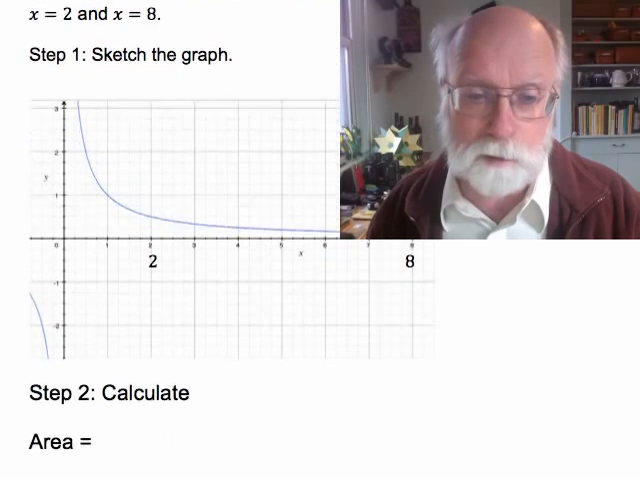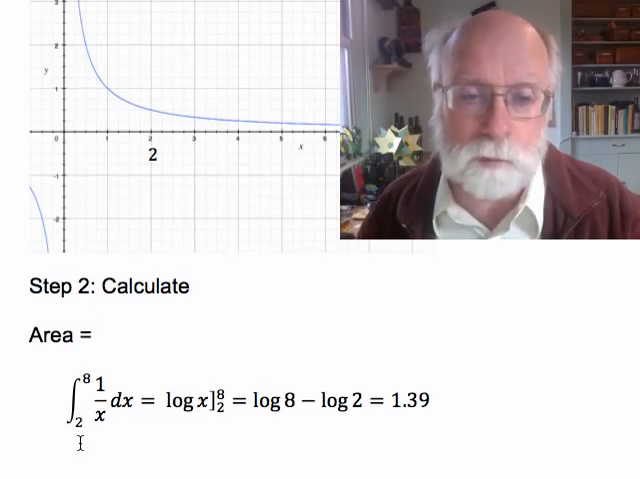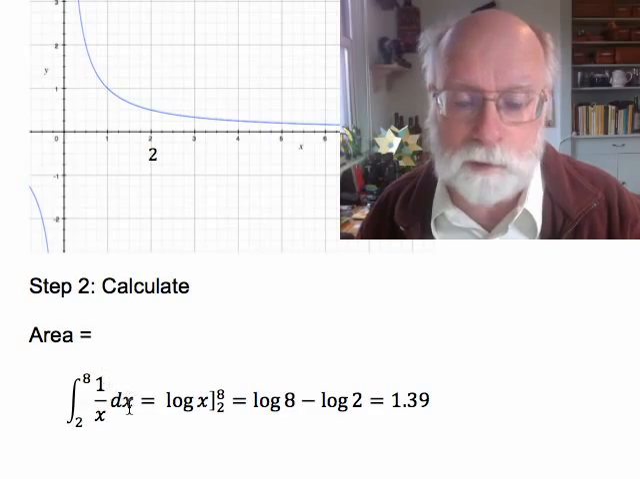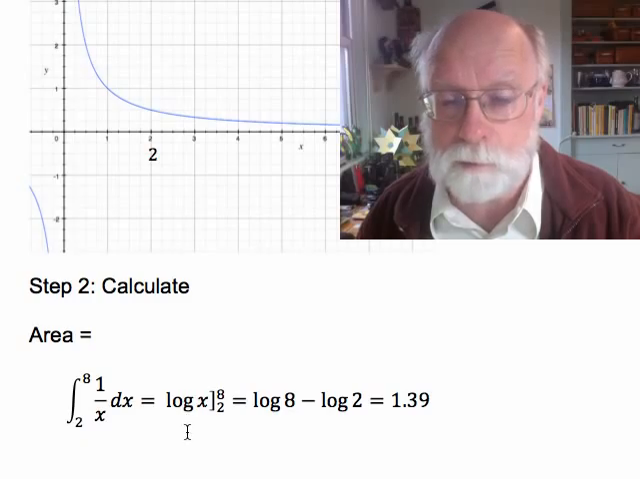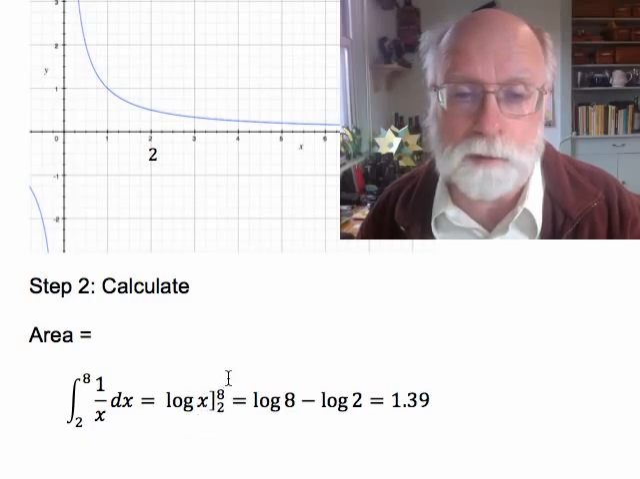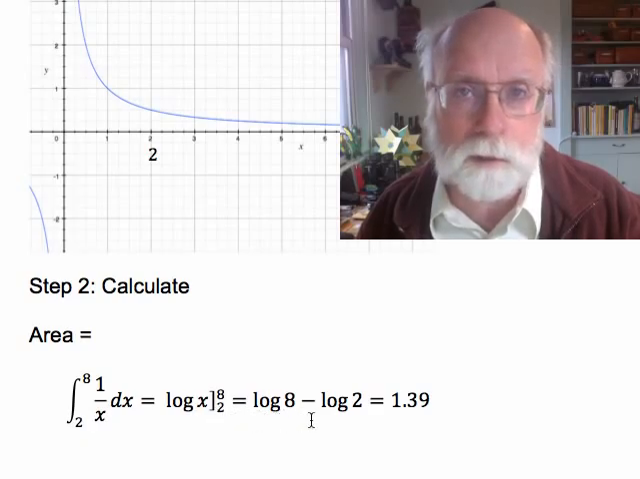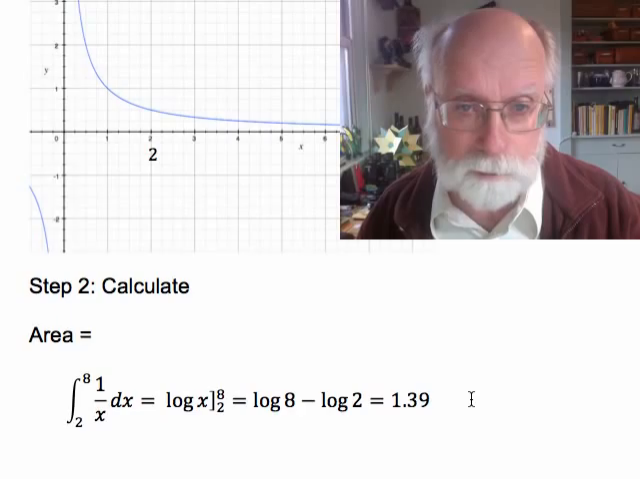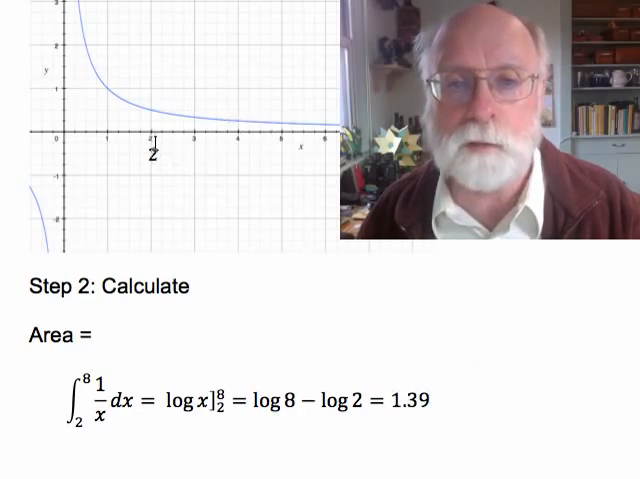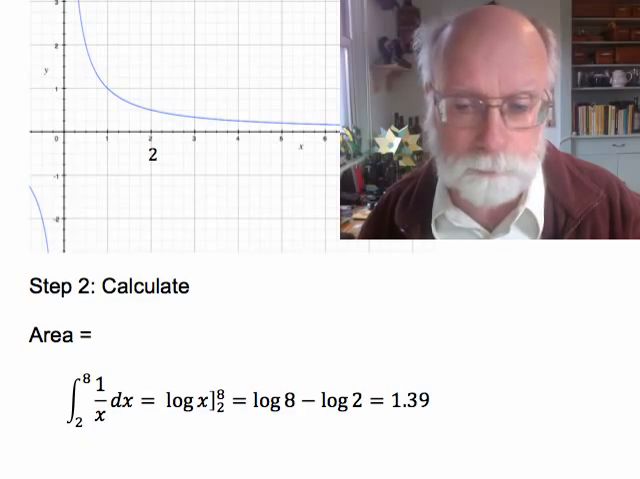So to do this calculation, we calculate the area as the integral between 2 and 8 of 1 over x dx. The antiderivative of 1 over x is log x. We evaluate log x at 8 and 2. So we get log 8 minus log 2, and that is approximately equal to 1.39. So this is approximately what the area is that is below the curve 1 over x, above the x-axis between x equals 2 and x equals 8.